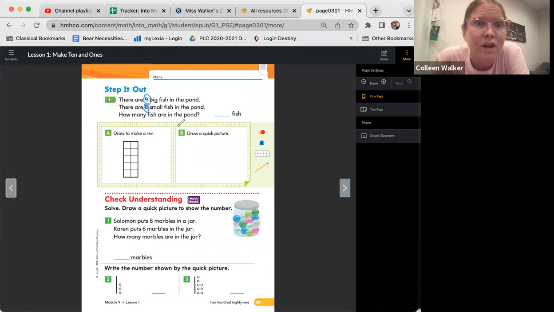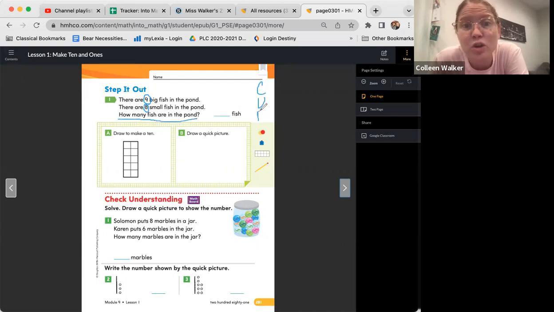Awesome. And then it says, how many fish are in the pond? What do we do, friends, after we circle? What comes next? Underline. Let's underline that question. How many fish are in the pond?